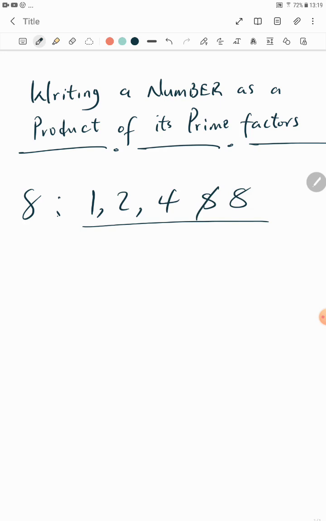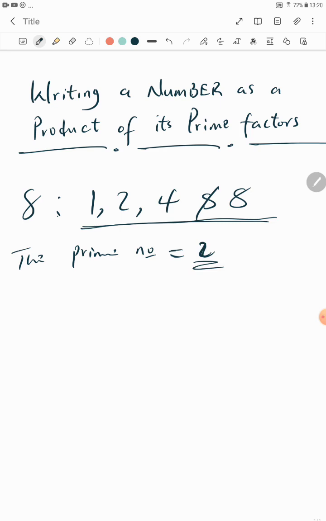Now, out of these 4 factors of 8, which of these factors are actually prime numbers themselves? We have 1 as a factor of 8, 2, 4, and 8. Which out of these 4 factors of 8 is a prime number? The prime number out of these 1, 2, 4, and 8 is 2 only. 2 only is the prime number.